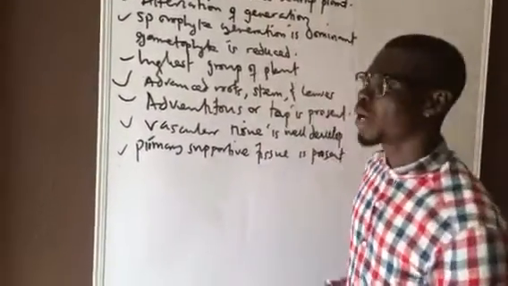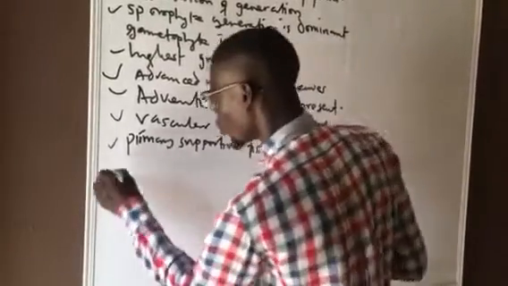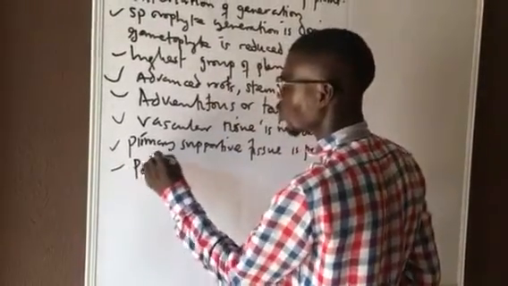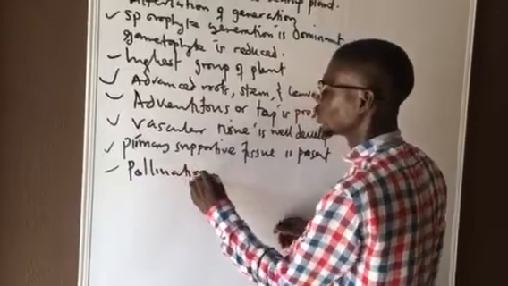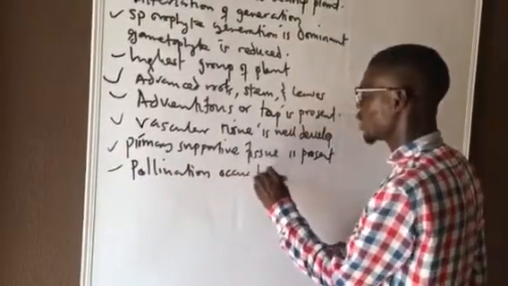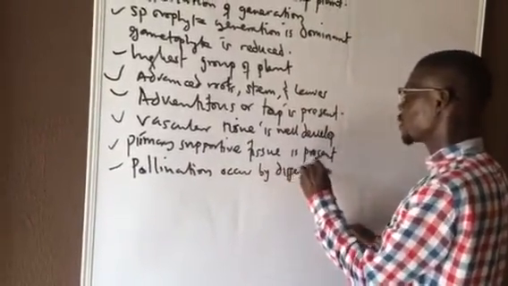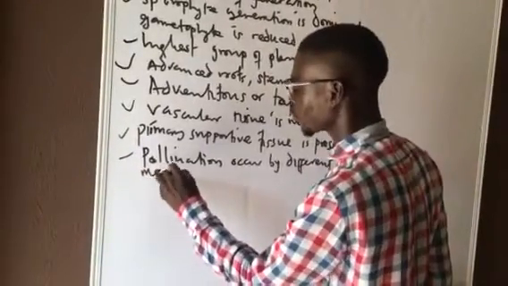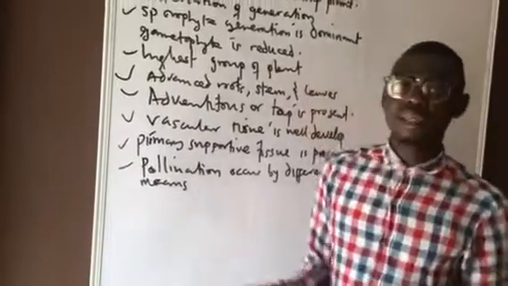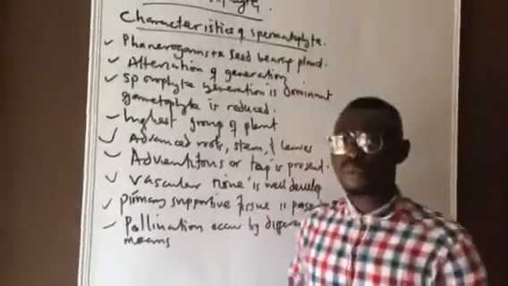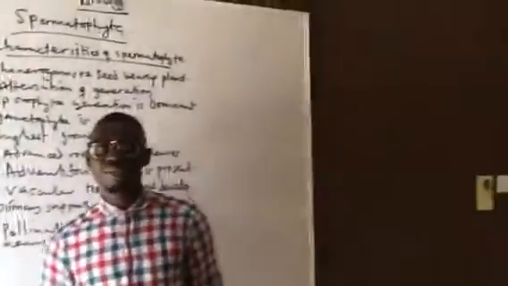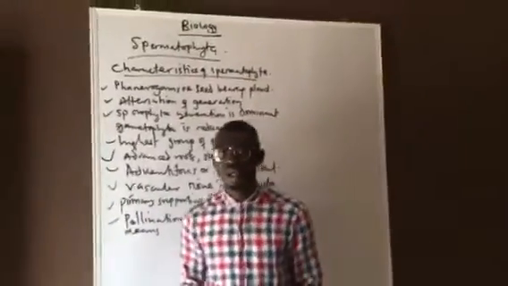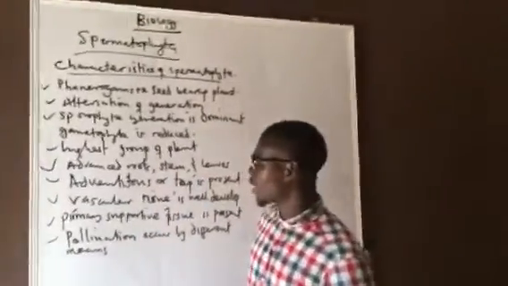This group of plants also carry out pollination by different means. Pollination can occur by insects, by water, by wind. So they have wind pollination, insect pollination, and animals can also carry out pollination.